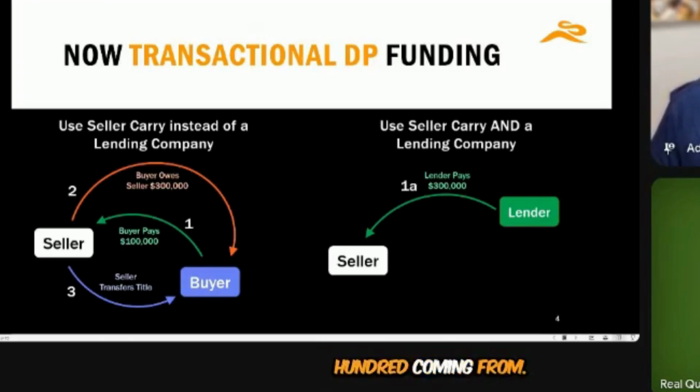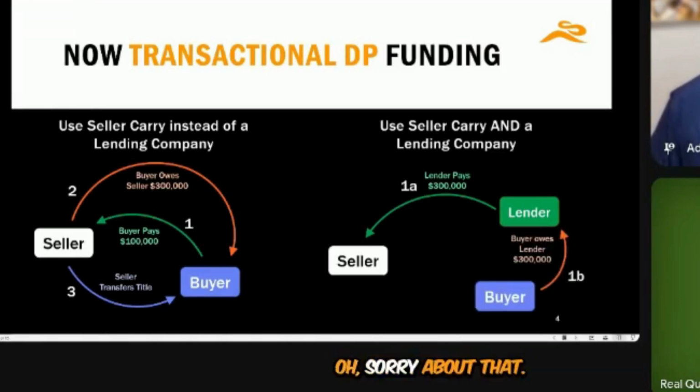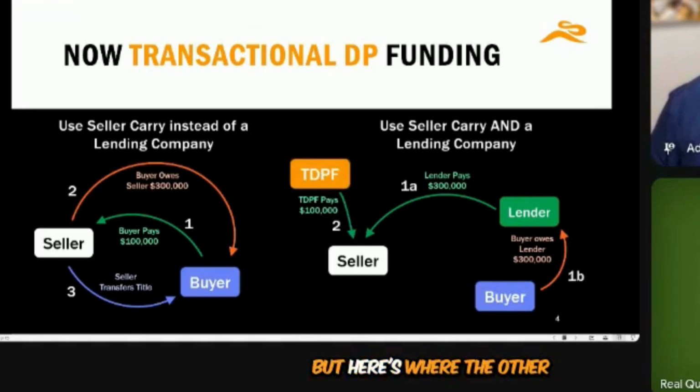Where's the other 100 coming from? All right, the borrower owes that lender 300, obviously. But here's where the other 100 comes from. The other 100 comes from a transactional down payment funder. So the DSCR lender puts in 300. This transactional funder puts in 100.